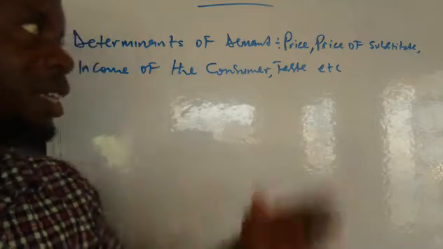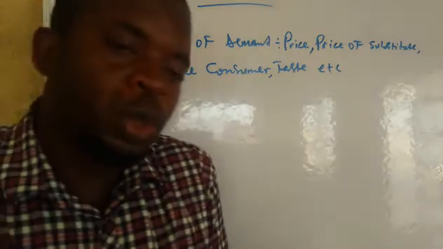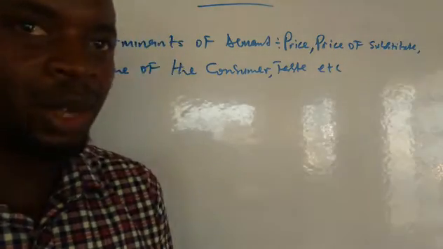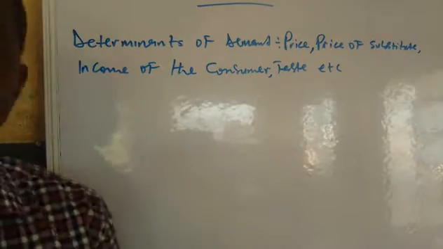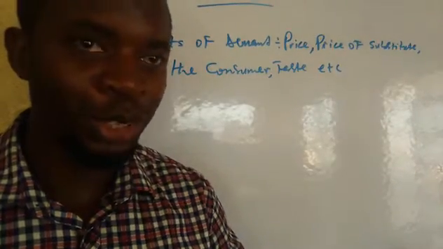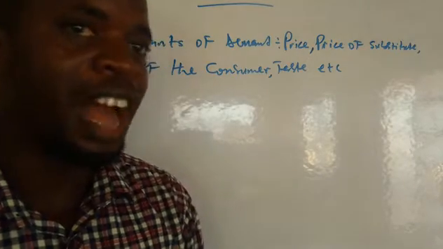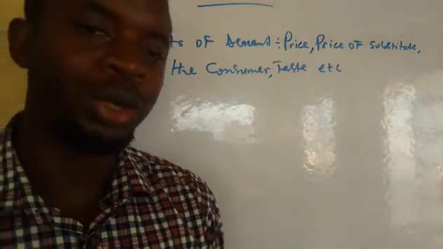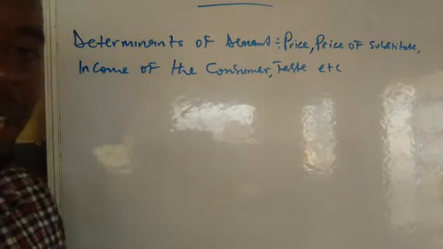So can you see that now? Then the price of substitute, that is the price of a good that serves the same purpose as another good. So that also determines demand. Then we also have the income of the consumer. The higher the income, the higher the quantity demanded. And the lower the income, when your income comes down, then you reduce what you consume. Then we also have taste. It's also part of the determinants of demand.